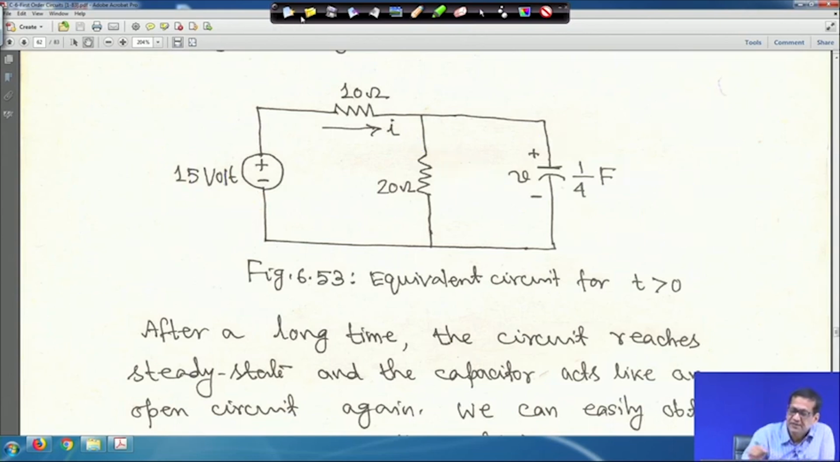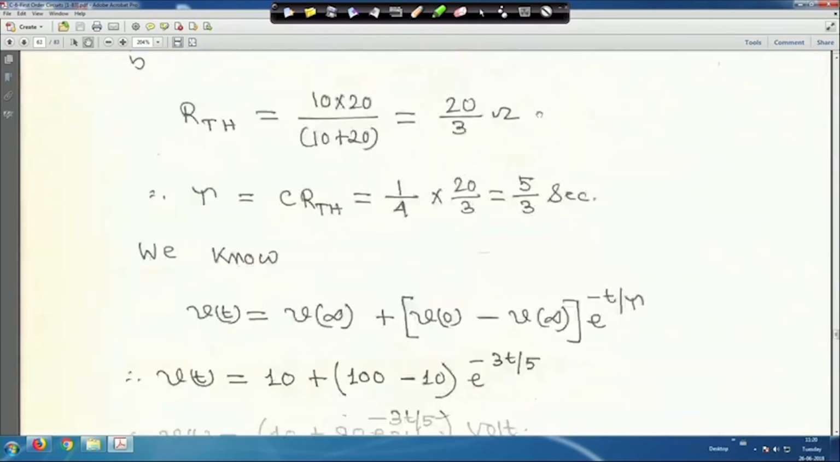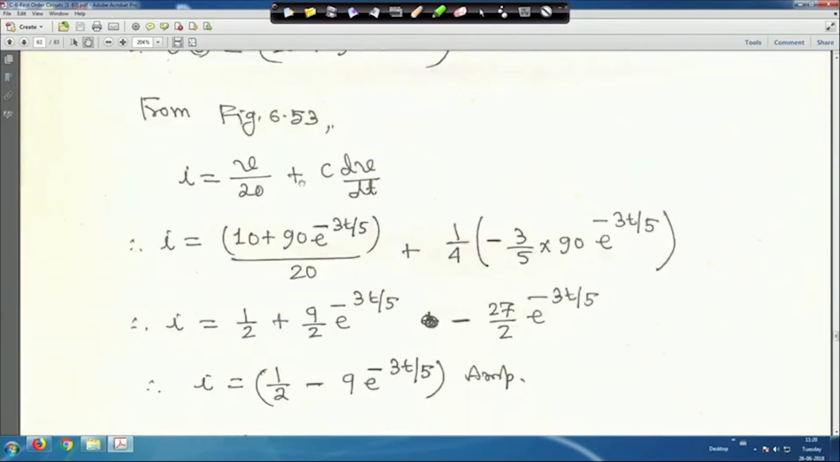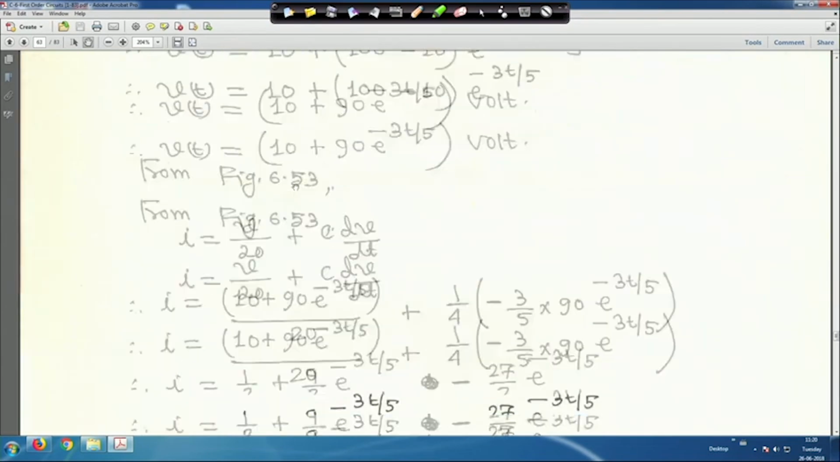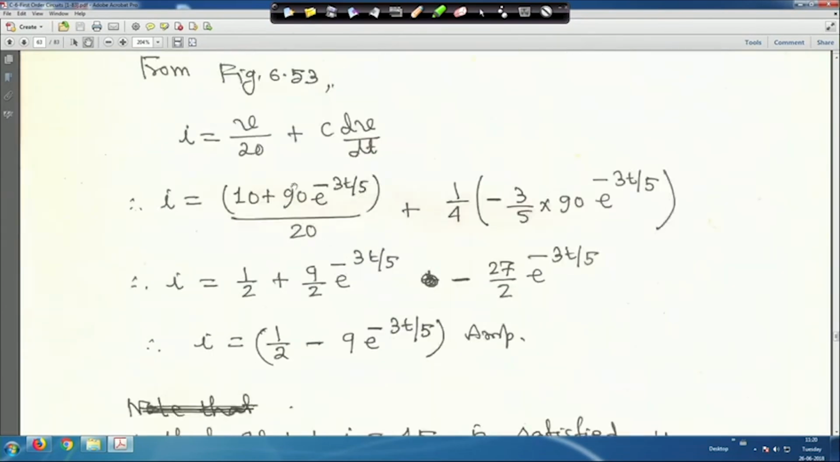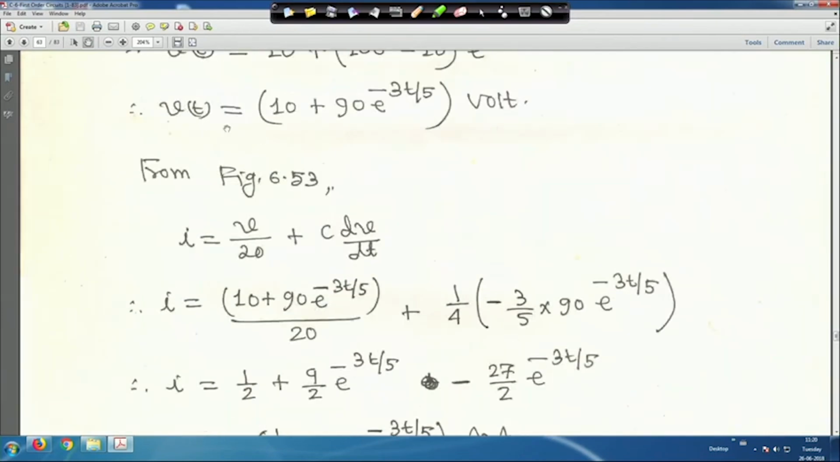So let me clear it. From that only we are writing this equation, that I is equal to V by 20 plus C into dV by dt. That means you put that expression of V. Every time I am not writing V t, if you want you can put it, this is V t, but it is understandable.